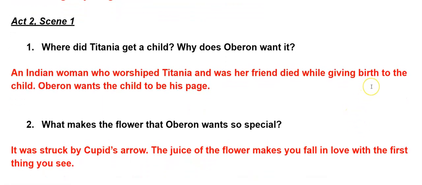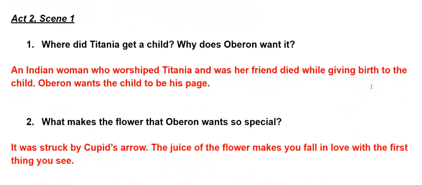What makes the flower that Oberon wants so special? The reason that flower was magicked is because it was struck by one of Cupid's arrows. Remember, Cupid was aiming at a woman. He missed. It landed on the flower. And now the juice of that flower will make a person fall in love with the first living thing that they see.